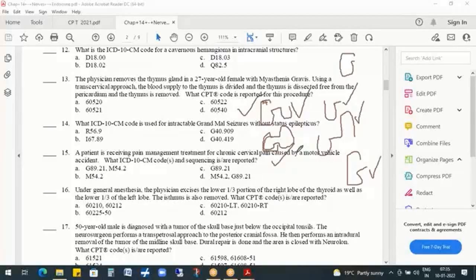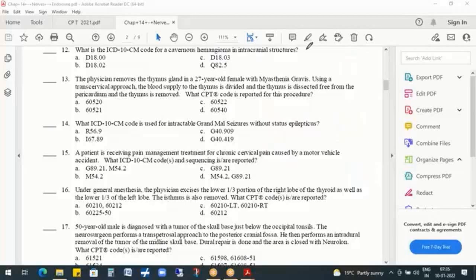Understood everyone this concept? Still any doubts? Any doubts in this concept? Any questions from this concept? No? Okay. Next one, nervous system.